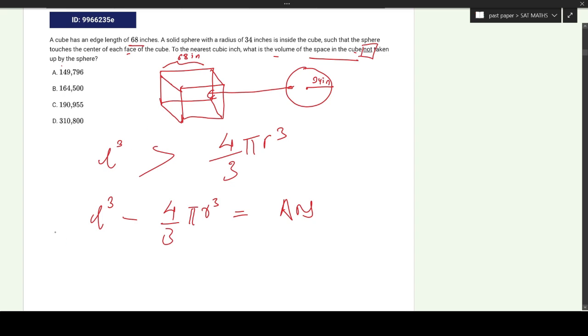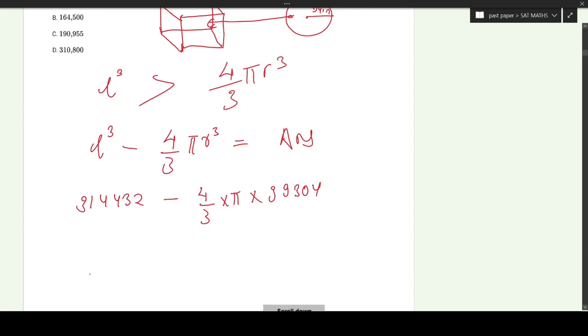So L cube is going to be 68 cube. That's going to be 314432 minus 4 by 3 into pi into 34 cube. 34 cube is 39304. So subtracting this, we have 314432 minus 4 over 3 times pi times 39304.